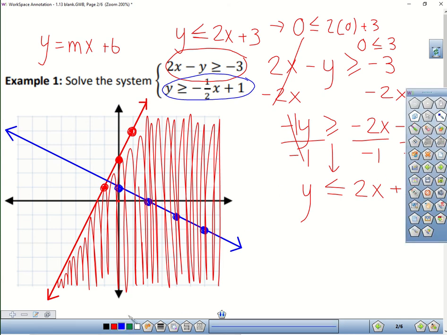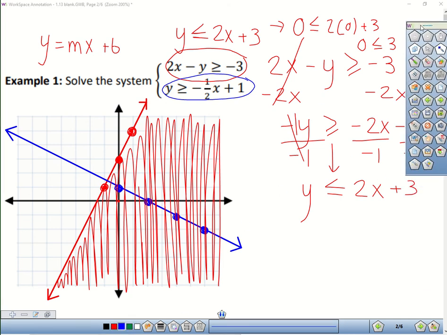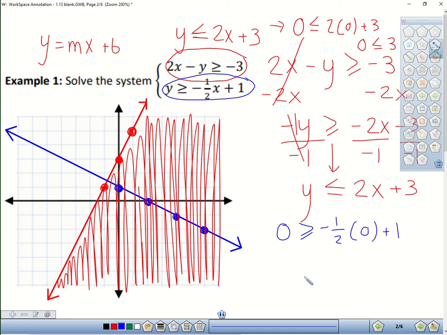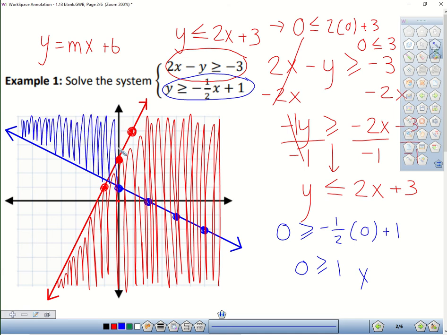Now we're going to do the same thing for the blue, the second inequality. If I plug in 0, that's going to be 0 is greater than or equal to negative 1/2 times 0 plus 1. 0 is greater than or equal to 1. True or false? False. So that means 0, 0 is not included, so I'm going to have to shade above, which we expected because y was greater than or equal to.